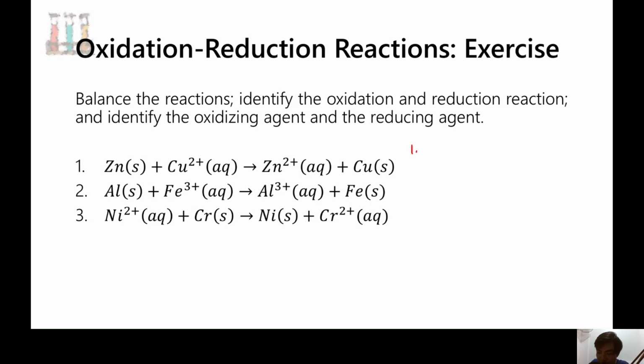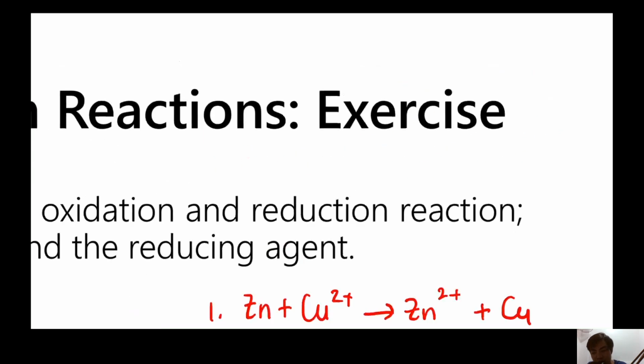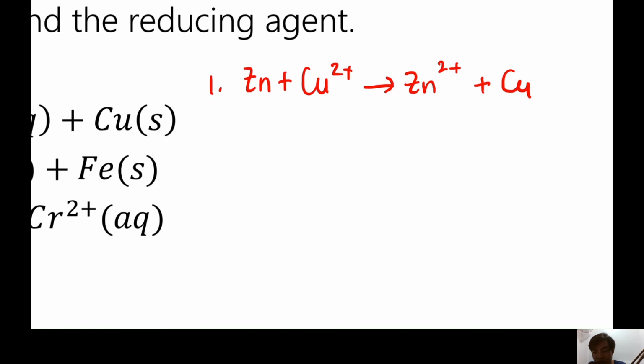Number 1. Okay, so ano gagawin natin? You split them into half equations na. So, kahit ngayon, kahit di ka muna mag-identify kung sino yung oxidation, sino yung reduction, okay lang. So, how are you going to split them into half equations? Check mo yung similar atoms. So, sa zinc and zinc, similar atom yan. So, I will create my half equation as ganyan.